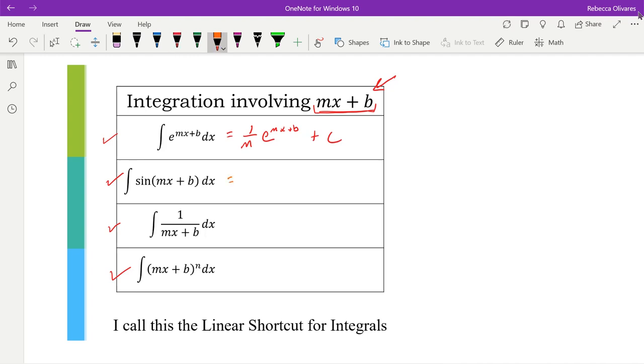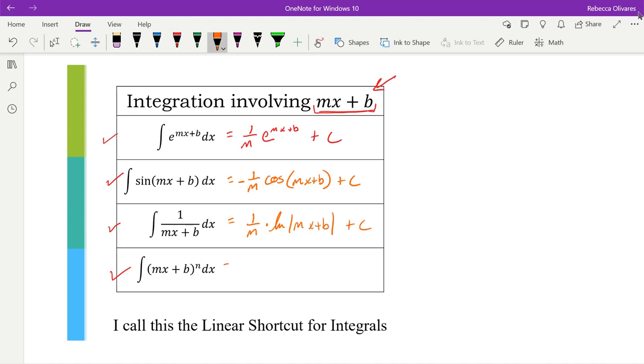For the sine, and of course you can also do this for a cosine, but for the sine of a linear function, we're going to do 1 over the slope, and then the antiderivative of sine is negative cosine, so let's put the negative out there: negative 1 over m, cosine of mx plus b plus c. For the next one, the antiderivative of 1 over mx plus b, we're going to do 1 over m, and then the antiderivative of 1 over something is the natural log of that something. So that's 1 over m times the natural log of the absolute value of mx plus b, plus c.